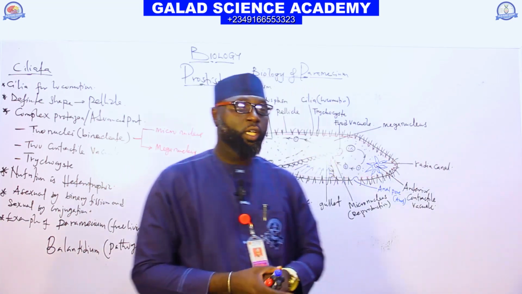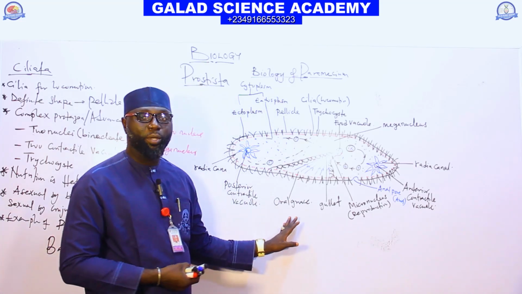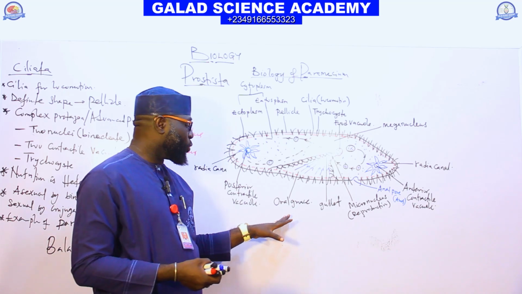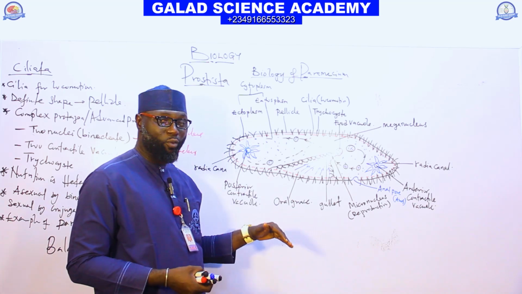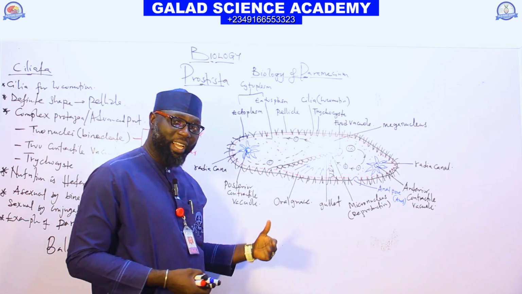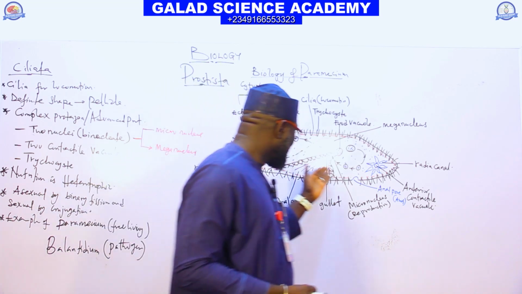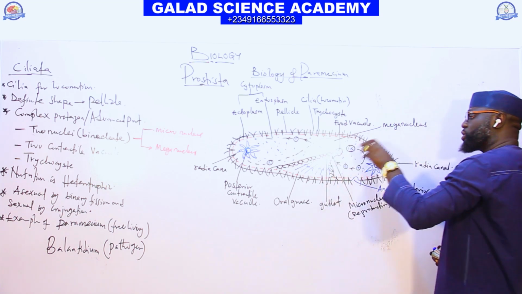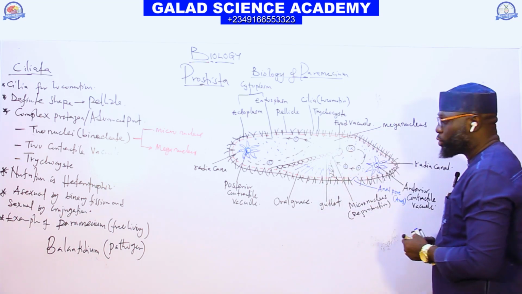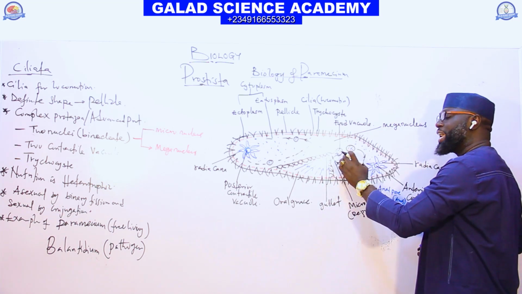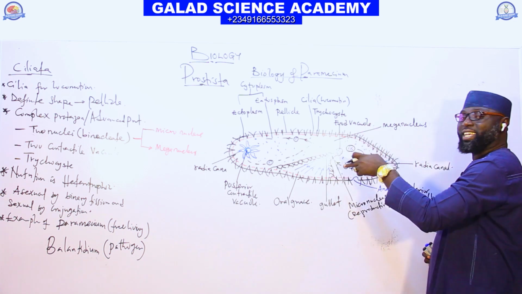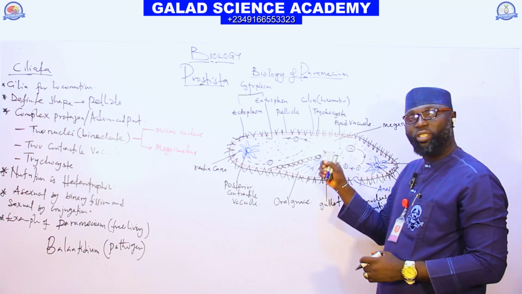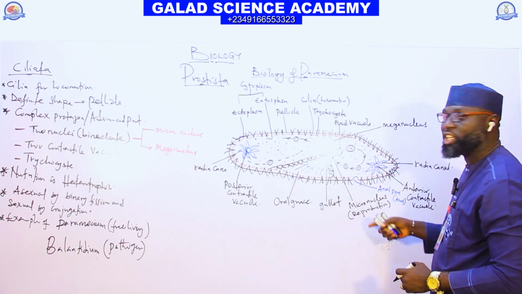The next one is nutrition. The nutrition in Paramecium is holozoic. So this oral groove will inject food particles like bacteria into the gullet, which is the cell mouth. When the food gets to the food vacuole, the digestive enzyme will be secreted from the cytoplasm of the cell, and the digestion we have there is intracellular digestion.